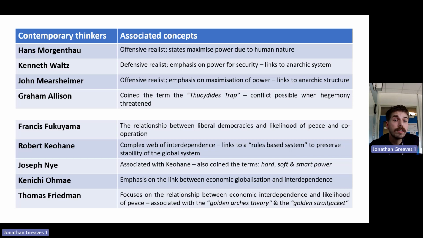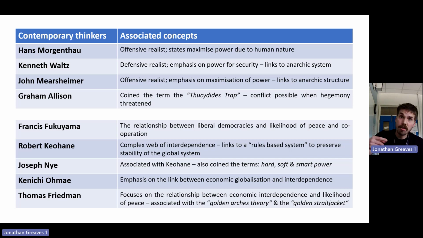Cohen, as I've already mentioned, focuses on this complex web of interdependence. Nye, commonly associated with Cohen, Nye and Cohen have written books together, so they have very similar ideas. The one thing that Nye does do differently from Cohen is that Nye talks about the concept of hard, soft, and smart power, and that is also a liberal idea. One of the arguments that Nye makes is that hard power matters. Realists emphasize the point that hard power matters. But Nye says hard power does matter.